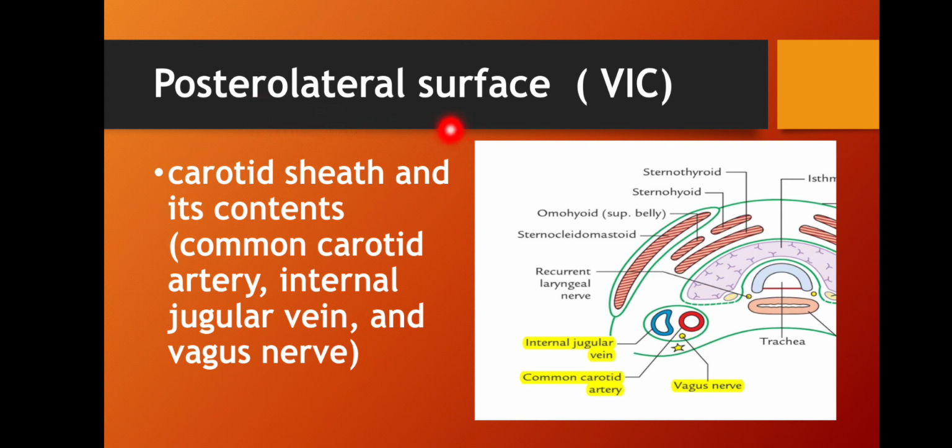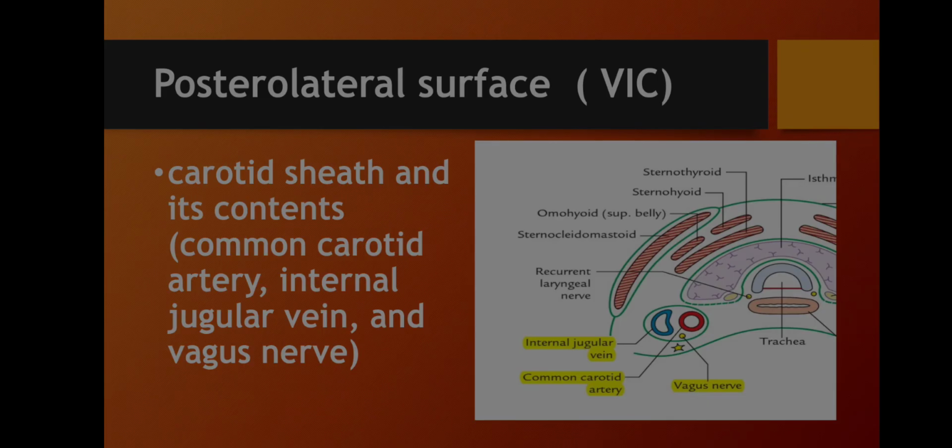So how to remember? VIC. V means what structure? Vagus nerve. I means internal jugular vein. C means common carotid artery. With this mnemonic, you can remember the posterolateral structures of the thyroid gland.